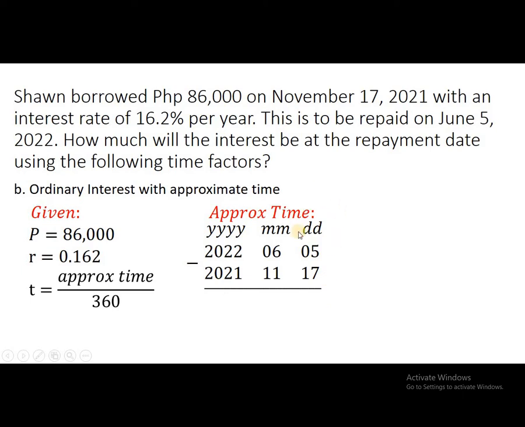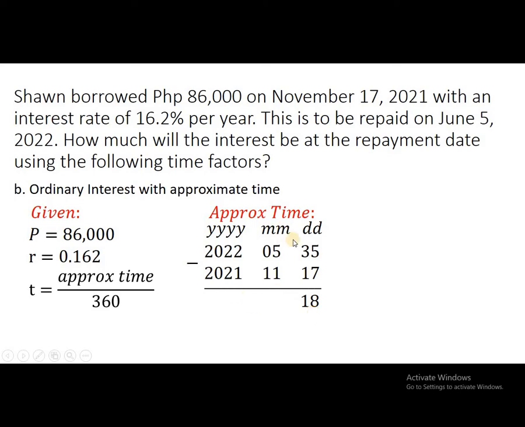We start with the day. That is 5 minus 17. Since this will yield a negative value, we need to borrow 1 month, which is equivalent to 30 days, and add it to the days. So this will become 35 days, that's 5 plus 30. And the months would become 5, that's 6 minus 1. There you go. And subtracting the days, 35 minus 17, we have a value of 18 days.